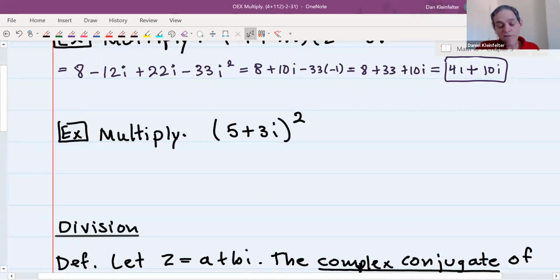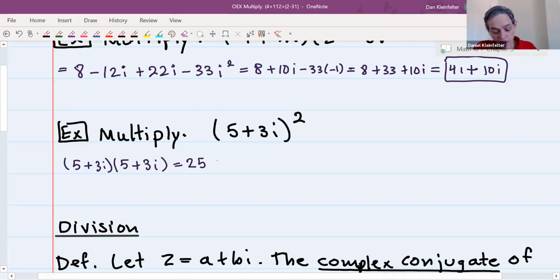So for this one, we have 5 plus 3i squared. So remember that that will be 5 plus 3i times 5 plus 3i. We'll do this as we did before. So firsts, 5 times 5 is 25. Outers, 5 times 3i is 15i. For the inners, it's going to be the same, another 15i. And then for last, plus 9i squared. Okay, so that 9i squared is minus 9, right? Negative 9. 25 minus 9 is 16. And then 30i.